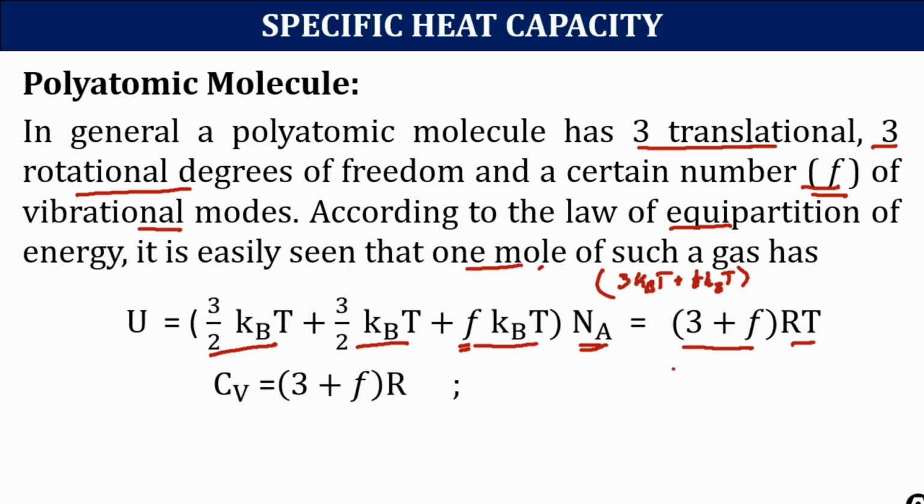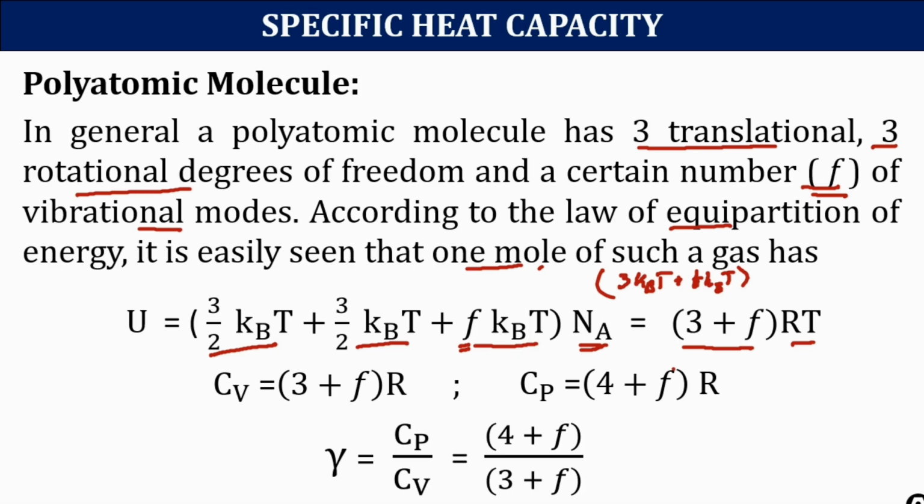The expression for the Cv, specific heat capacity at constant volume, should be equal to (3 plus F) into R, and Cp is equal to (4 plus F) into R. Hence, the ratio of specific heats gamma must be equal to (4 plus F) divided by (3 plus F). This equation is valid for all types of polyatomic molecules.